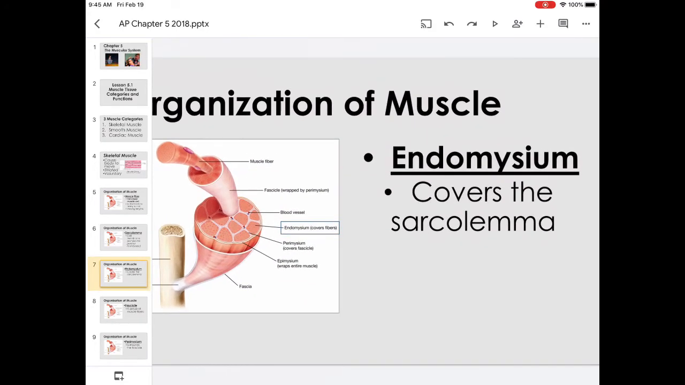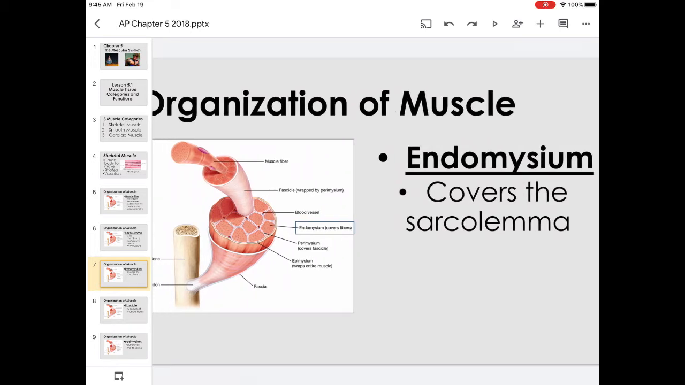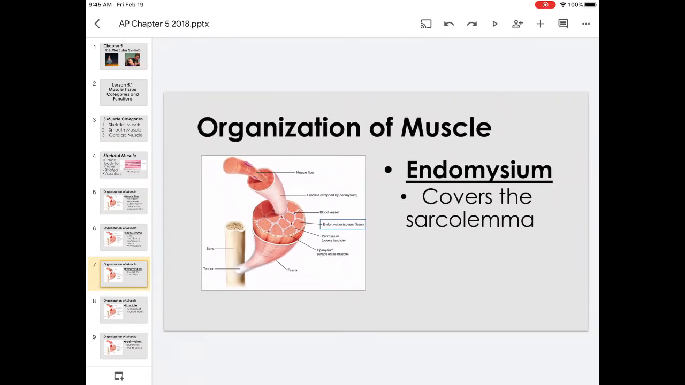Then you have something called your endomysium. You can see that here in the square. But basically your endomysium is going to cover your sarcolemma. It is made up of a type of connective tissue, and it serves as a protective coating as well.